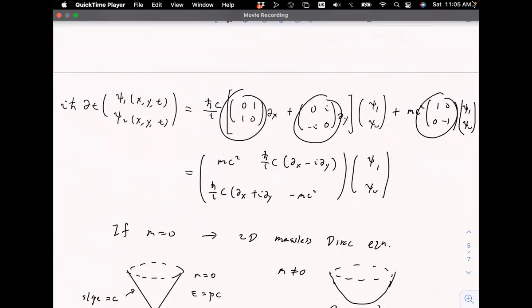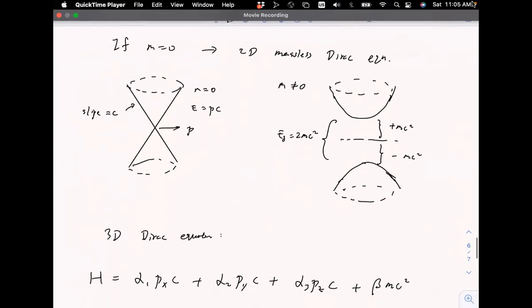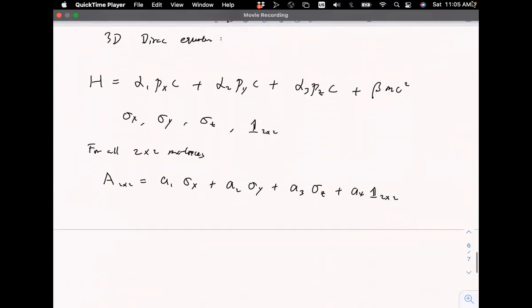So how do you deal with the 3D case? But our world is 3D. You have electrons in 3D space. So what should we do? Then you have to go to a higher dimension matrix. The lowest dimension of matrices that works is 4 by 4.